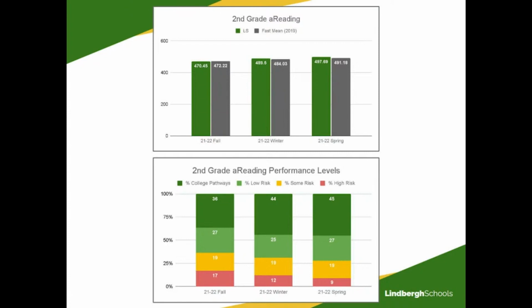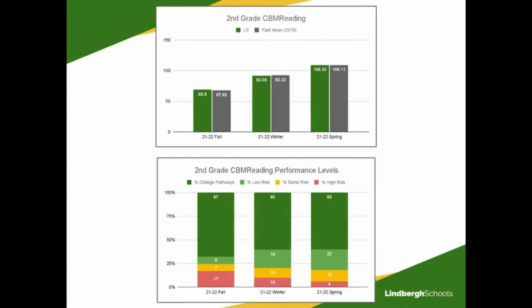So the second one is second grade CBM reading. A lot of these are almost what I want to call a push, because we are right at a point, or under a point, or just over a point with the growth. We were just off the pace, 1.04 points from the national mean, but we did outperform the national mean. We didn't grow at the same rate, but we were above them the whole time. And then if you look, we went from 17 to 6 in our high risk, so we cut our high risk by two-thirds on that test.